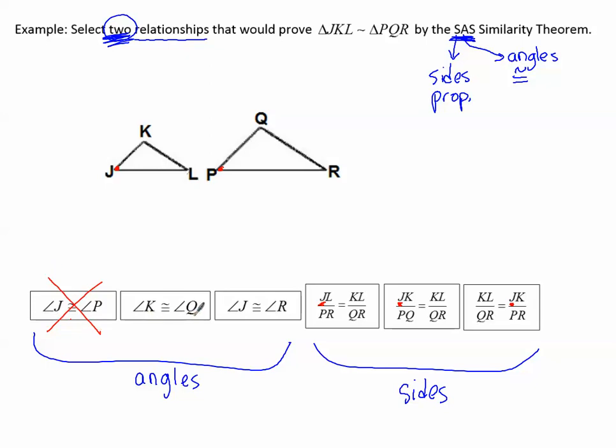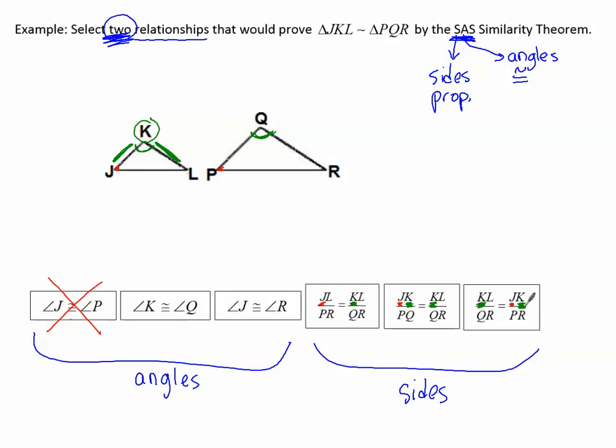K congruent to Q. Okay, tentatively, let's mark angle K congruent to angle Q. Remember, that would mean I need side KJ and side KL. I'd have to see the K appear twice in the proportion. Here the K does not appear twice. I only see it here. Here I do see the K appear twice. And in the last one, I also see the K appear twice.